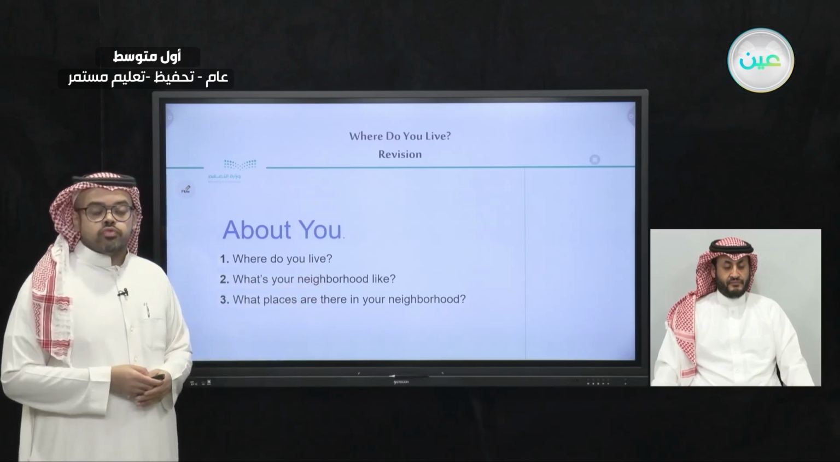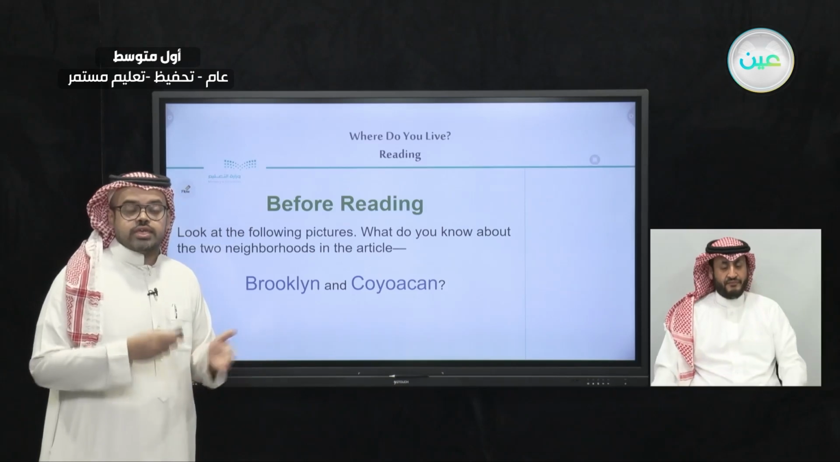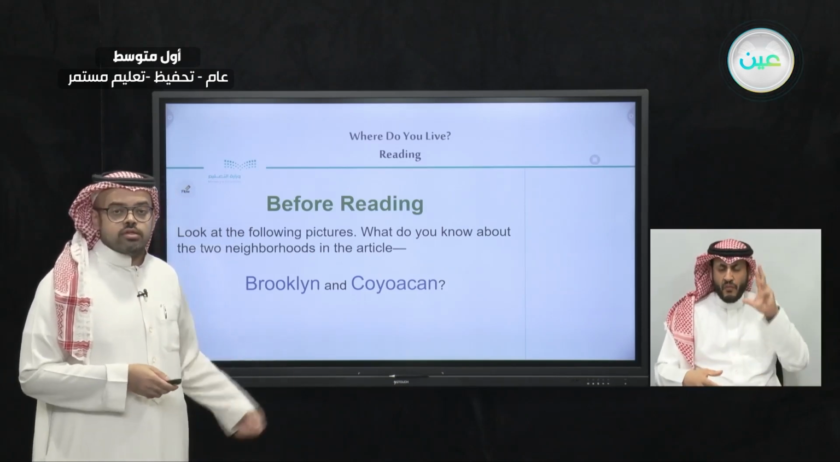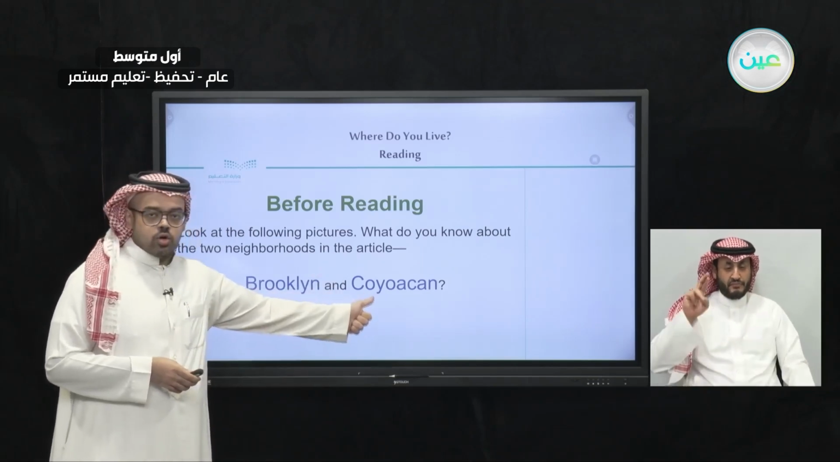Now, let's move on to our lesson today, which is the reading text. In this reading, as we do in every reading, I would like you to look at the following pictures I will show you now, and tell me, what do you know about the two neighborhoods in the article? So we're going to read an article that has different pictures of two neighborhoods. The first one is Brooklyn, and the second one is Coyoacan.